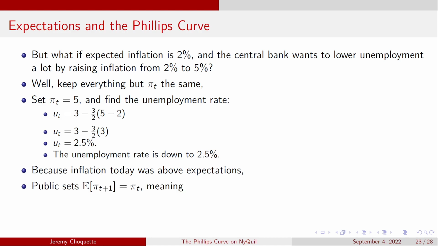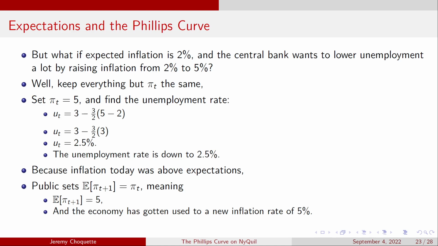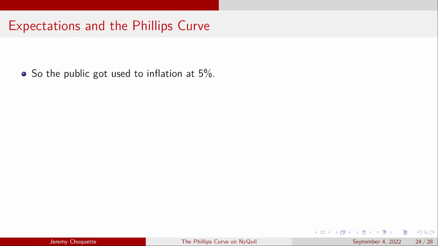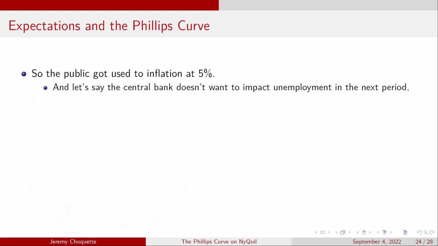And the public set expected future inflation equal to today's inflation. So for tomorrow, the public set expected inflation equal to what inflation was today. And the economy is now used to a new inflation rate of 5%. So let's see what happens on the next slide. The public's used to inflation at 5% now.